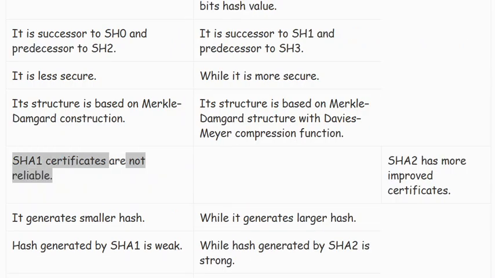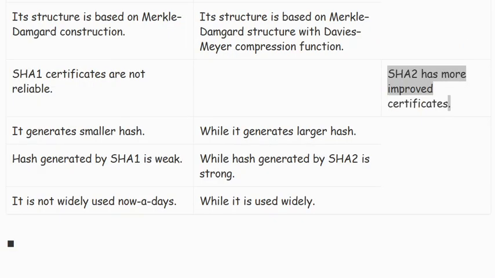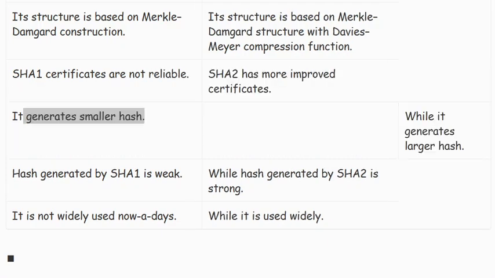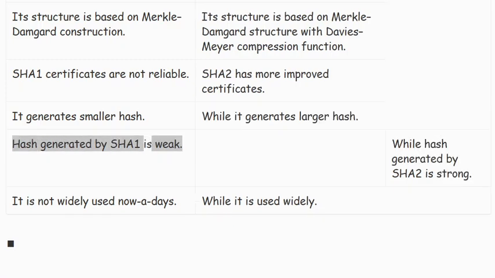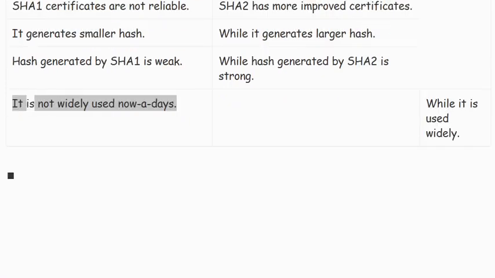SHA1 certificates are not reliable. SHA2 has more improved certificates. SHA1 generates smaller hash, while SHA2 generates larger hash. Hash generated by SHA1 is weak, while hash generated by SHA2 is strong. SHA1 is not widely used nowadays, while SHA2 is used widely.